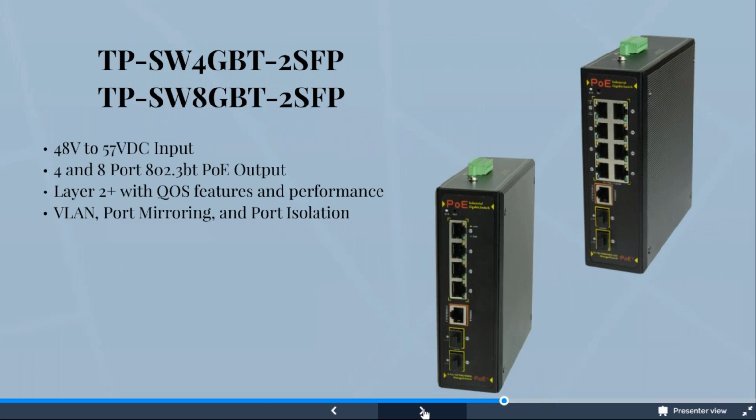So with this series, we have 4-port and 8-port gigabit 802.3 BT output options, again with the 2 fiber ports, so really a 6 and a 10-port PoE switch. It does have layer 2 features, so the QoS also allows for VLAN, port mirroring, port isolation. I'm not a networking guru, but if you are, then suffice to say that it is a layer 2 plus interface. So these devices give you that 802.3 BT output on each port.